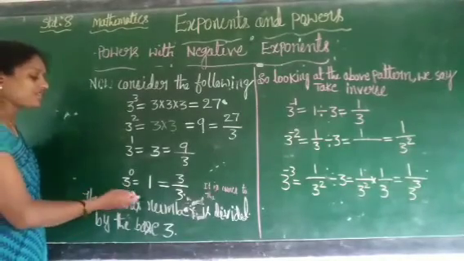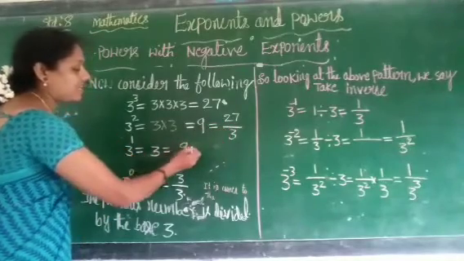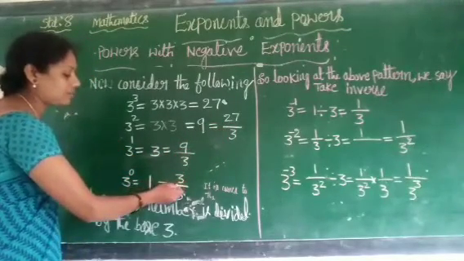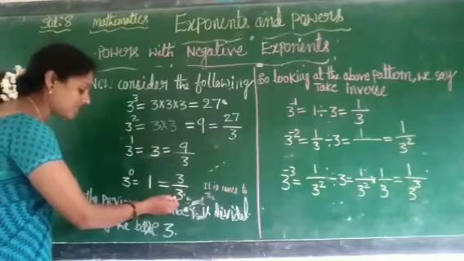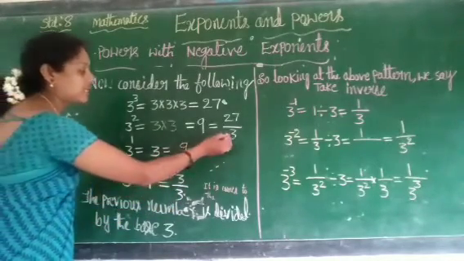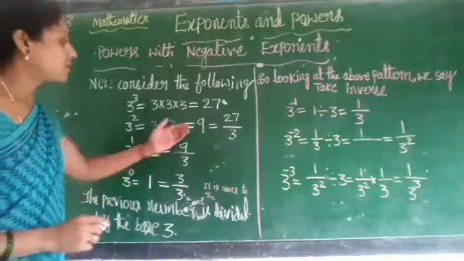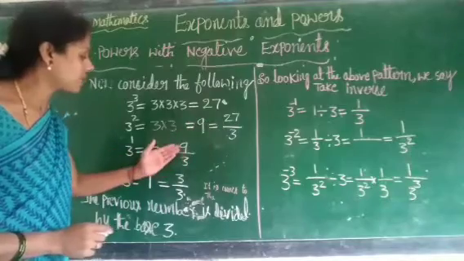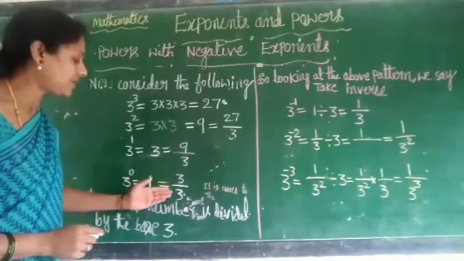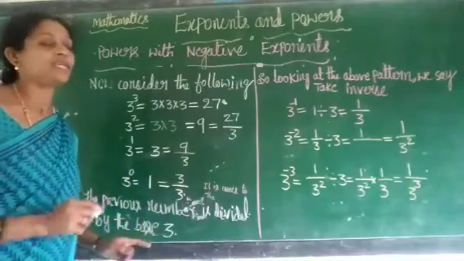The previous number is 27 divided by 3, 9 divided by 3, 3 divided by 3. The previous number is divided by the base 3. So, the previous numbers 27 by 3, 9 by 3 and 3 by 3 are divided by the base 3.